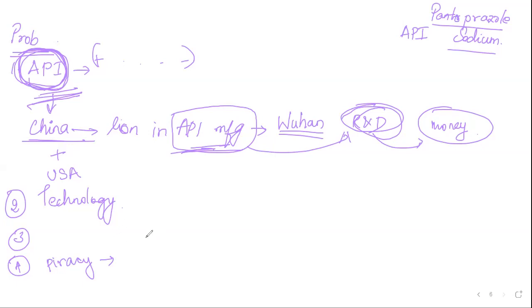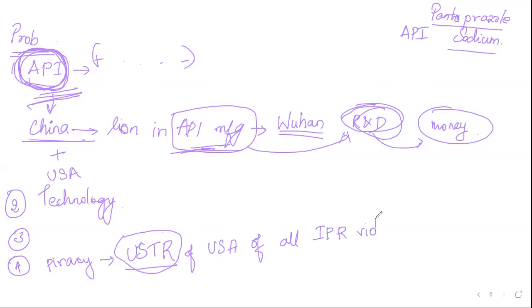That is not true. And in fact, the United States Trade Representative, USTR of the USA, is not an organization, it is a representative body, which tries to keep track of all intellectual property rights violations that have happened in the world with regard to US products.